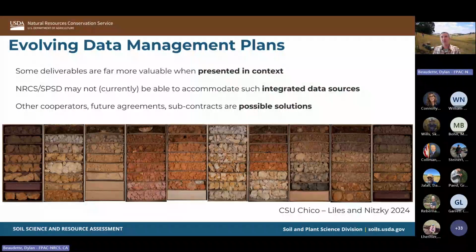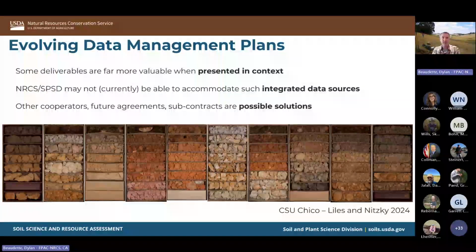There is no way to use, for example, GitHub or Ag Data Commons or one of these boxes to put things in. None of those solutions are going to present these data in that kind of integrated format. That has to be done either using SPSD staff and contractors, which we're currently working through how that's going to happen. So I don't want to say it's impossible, but it's complicated. Or it could be done through other cooperative agreements. It could be done through existing cooperators, possibly subcontracts. There's a lot of ways that we can get this done.